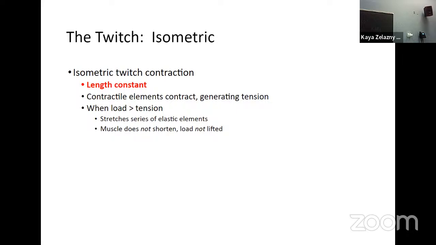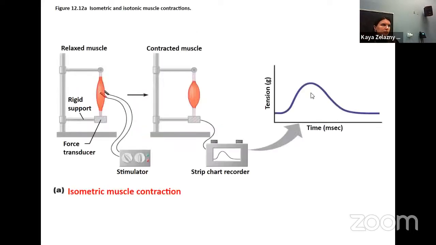So we might express this mathematically as saying our load is greater than our tension. Okay, so your load here, in terms of a physical exercise, might be your body weight or the ground or something like that. It might be something you can't move. But your load is greater than the tension of the muscle, isometric. Okay. So we're going to stretch our elastic elements with the isometric twitch. So we're stretching tendons, but the overall muscle is not shortening, which means that the load is not getting lifted. Okay. So we're just going to look at a picture and we'll start with isotonic next time.